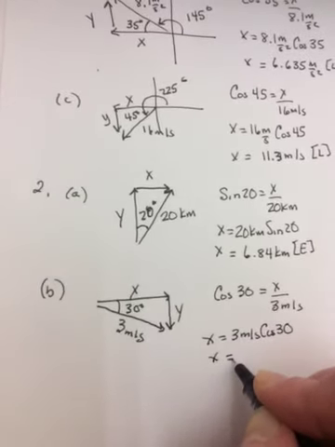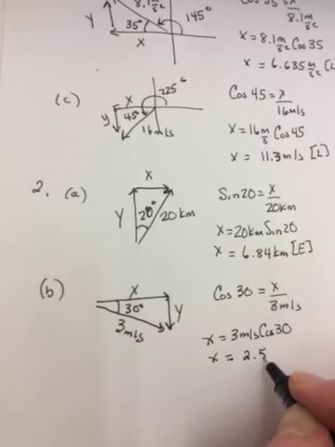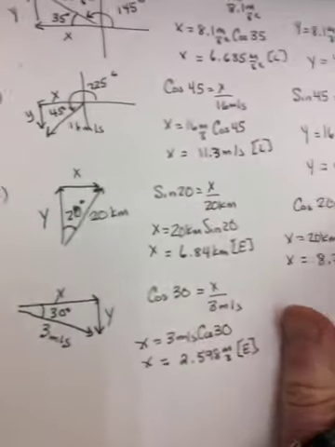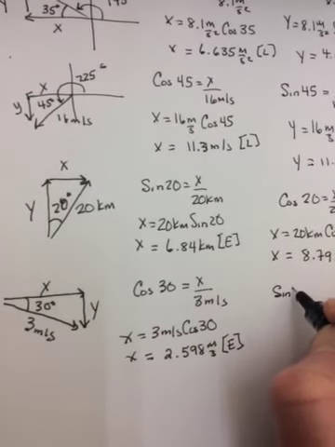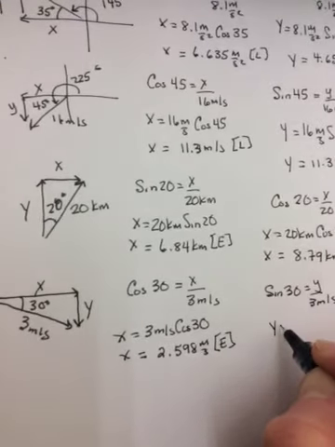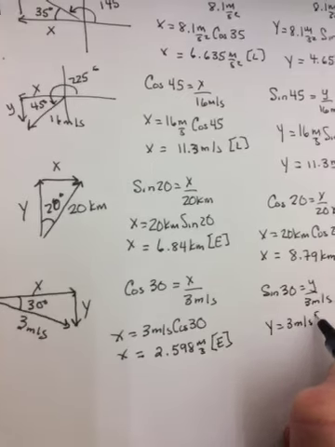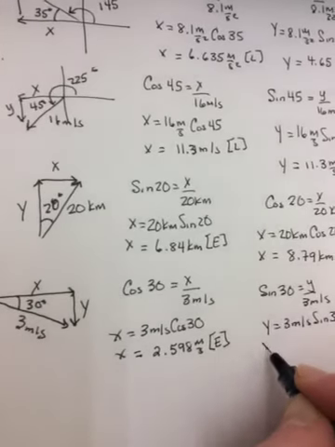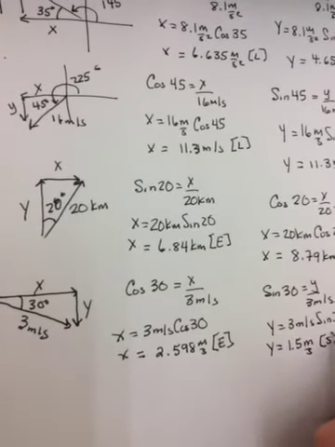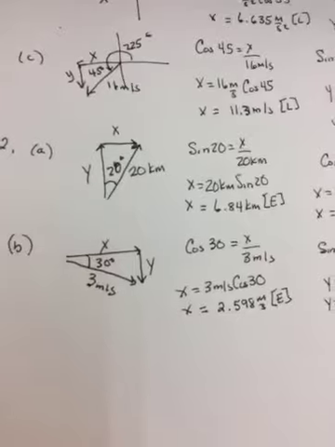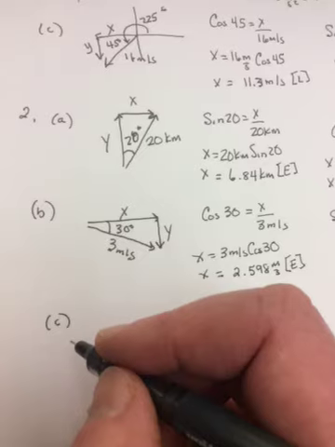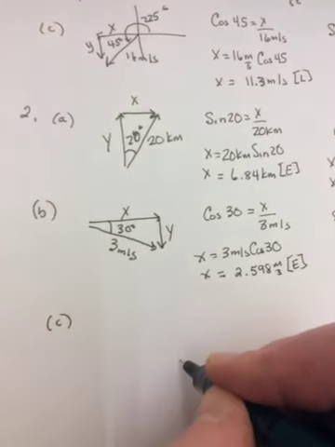Punch this in your calculator and get x to be 2.598 meters per second east. Y is going to be sine of 30 equal to y over 3 meters per second. Y will equal 3 meters per second sine of 30. Sine of 30 is just a half, so y is equal to 1.5 meters per second, and that's south. B is done.